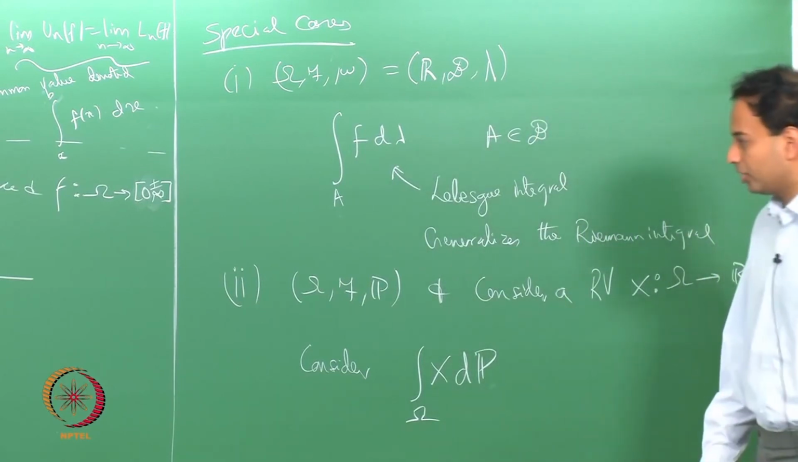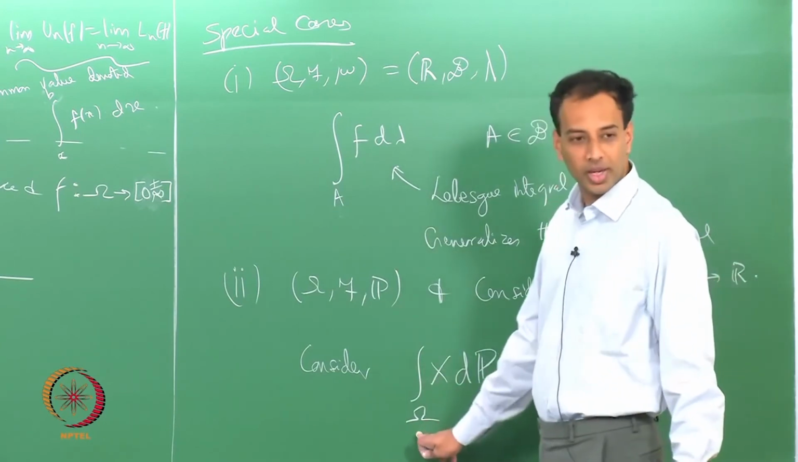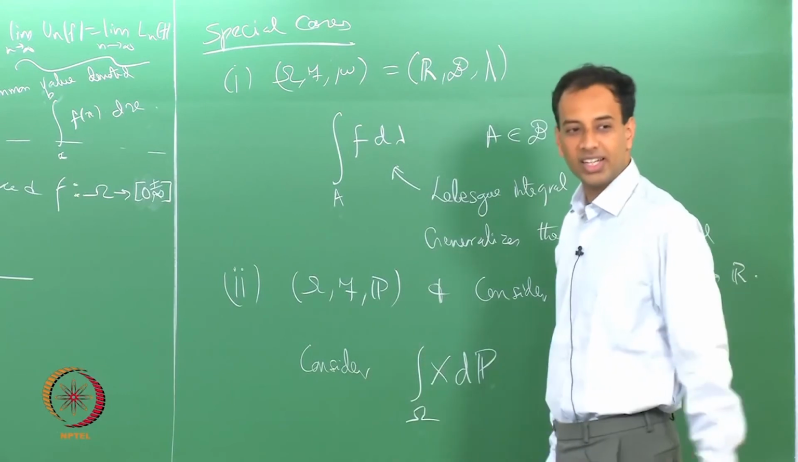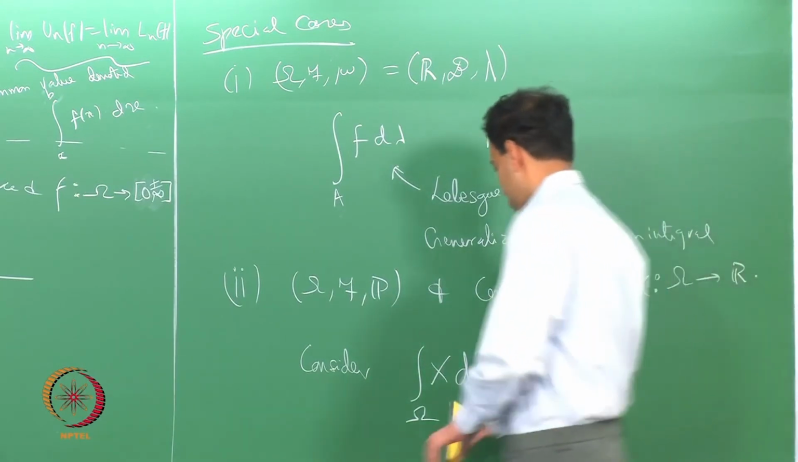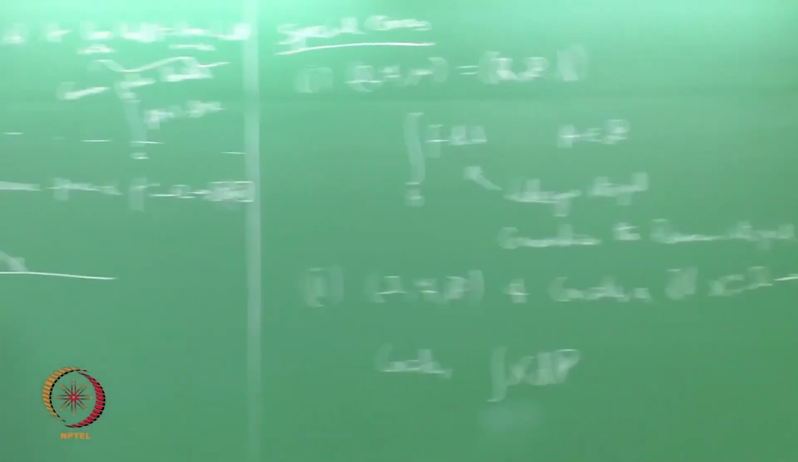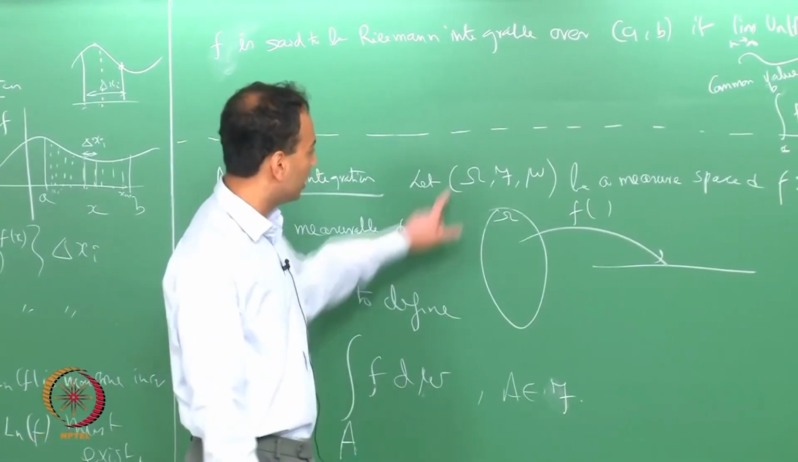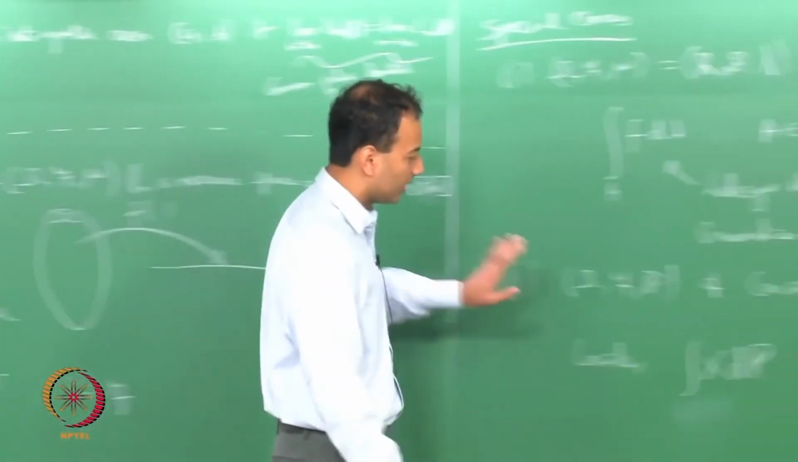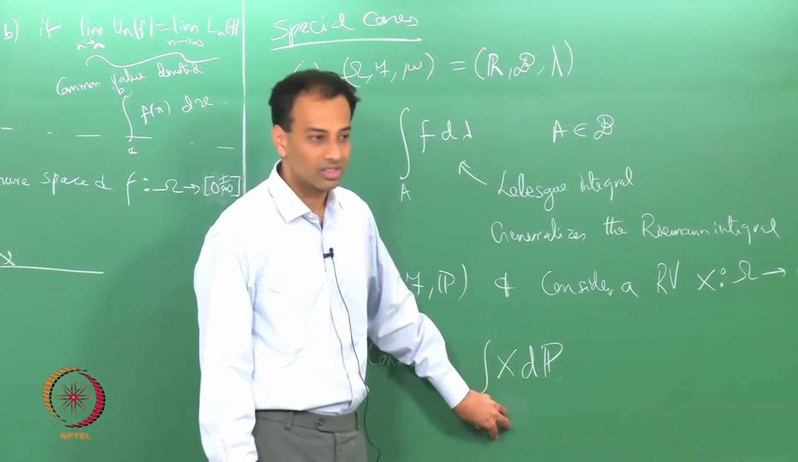By the way, a matter of notation: whenever I integrate over the whole space omega from now on, I will not write omega here, I will only write the integral. When I write integral f d mu without saying what set I am integrating over, it is to be understood that I am integrating over the whole space omega. So, let me just write integral X dP from now on, the omega is implicit here.